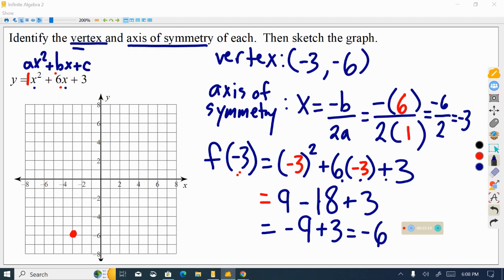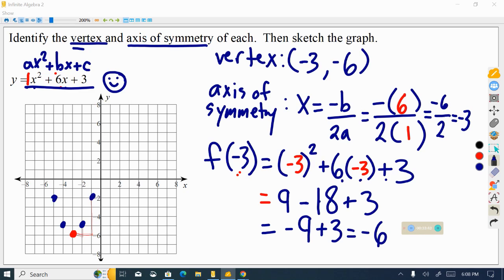And now we consider, are we going up or down? Is it a happy face or a sad face? This should be a happy face, right? So we know I'm going up every time. So if I go over 1, I should go up 1 squared. And again, that's going to happen on both sides. If I go over 2 from the vertex, right, I'm going to go up 2 squared, which is 1, 2, 3, 4.